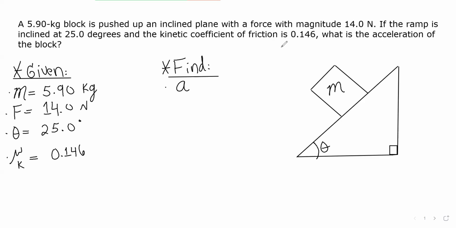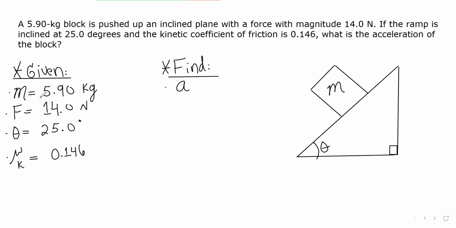This is my second example in applying Newton's second law for inclined planes. A 5.90 kilogram block is being pushed up an inclined plane with a force with magnitude 14 newtons. If the ramp is inclined at 25 degrees and the kinetic coefficient of friction is 0.146, what is the acceleration of the block?